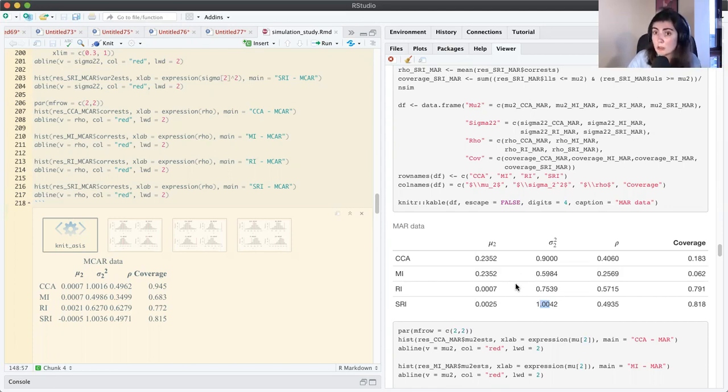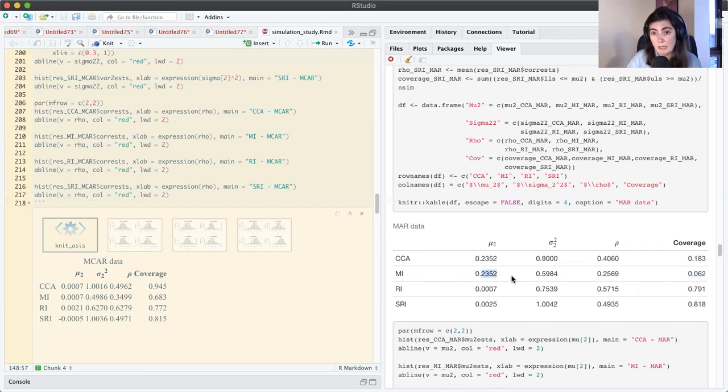Here we are not looking at regression coefficients, but if we were, they would also be unbiased. Again, the coverage is bad. Remember that the coverage for complete case analysis under missing completely at random was correct. Now look, 0.83. So it's a really bad coverage, and mean imputation is close to 0.